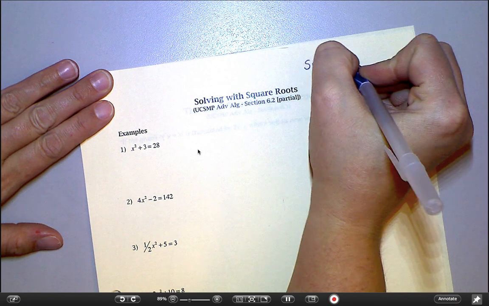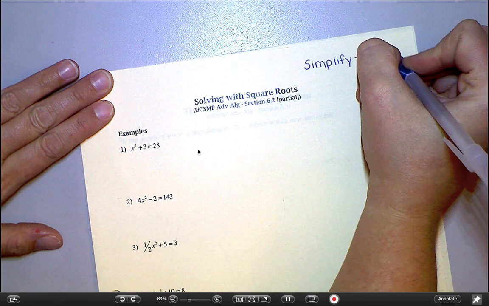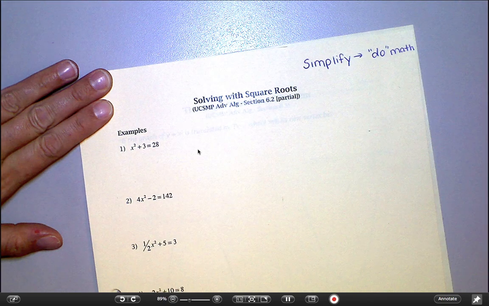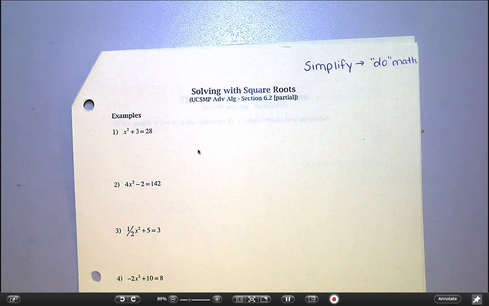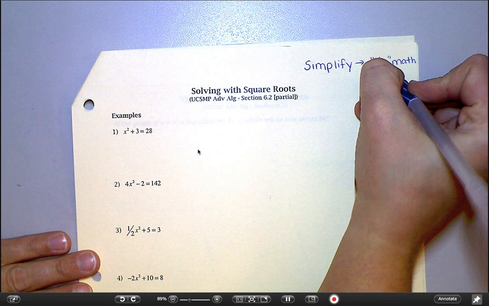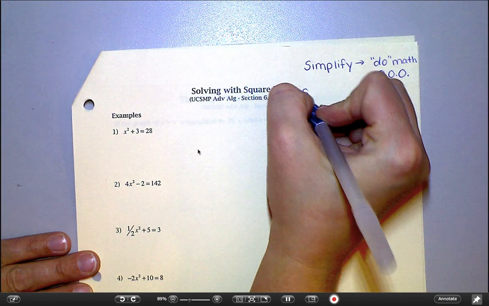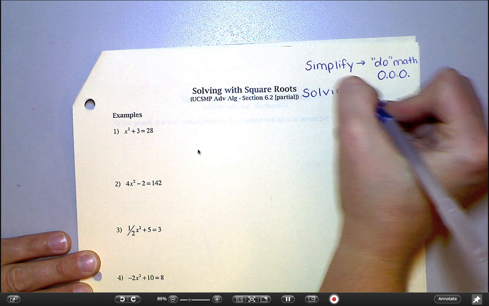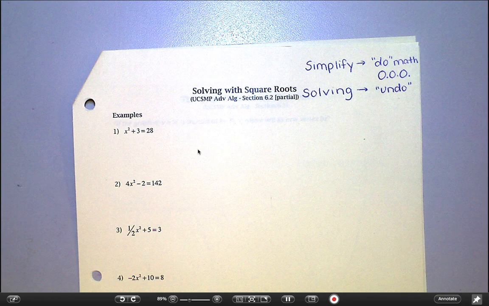And when you're simplifying, that's when you're doing math. Okay, I know that sounds weird to say. But simplify is when you're doing math. You're multiplying, you're adding, you're doing all of those kinds of things, and you're following order of operations when you simplify. Solving is when you're undoing math. Okay, solving is when you're trying to undo things.